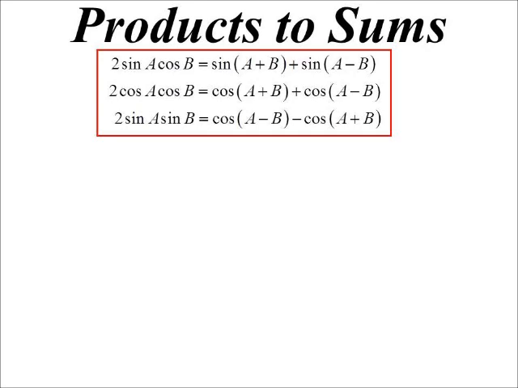And then all we need to know is, well, sine cos, that obviously came from the sine. Cos cos is the cos. Sine sine is cos minus cos. Ah, easy.